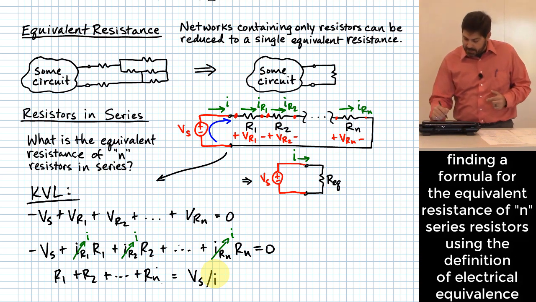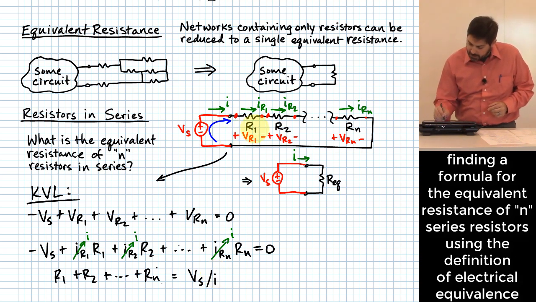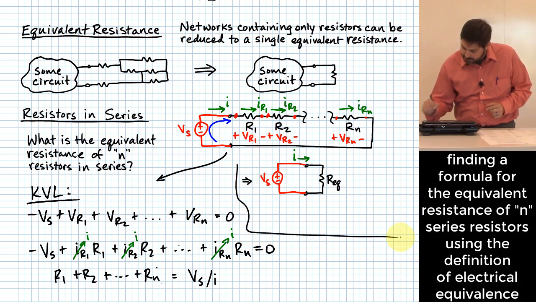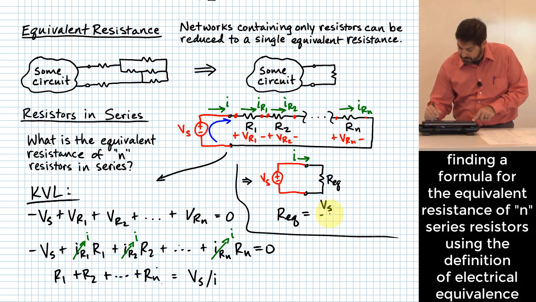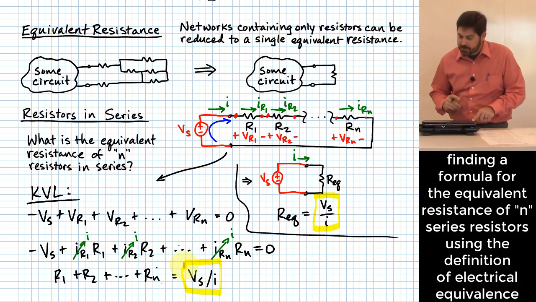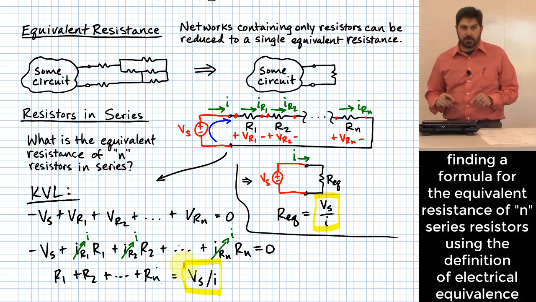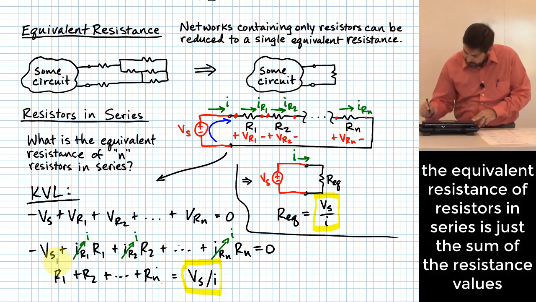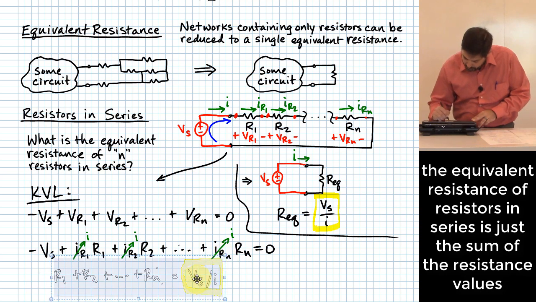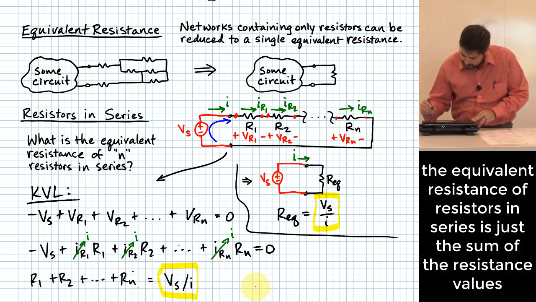What would that look like if I was, instead of doing it for the upper circuit up here, doing a similar thing for the lower circuit? It's much simpler, right? Req is, by definition, just Vs over I, and you will notice Vs over I is the same in each of these cases, right? So that tells me that my equivalent resistance here is just going to be equal to the sum of all those resistor values.